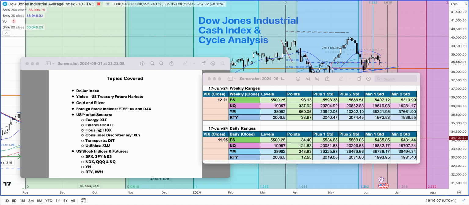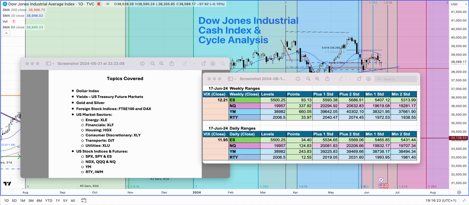So we'll be covering the dollar index. We'll take a look at the yields through the eyes of the US Treasury notes and bonds, so mainly the futures markets. A brief look at the gold market. And then also foreign markets such as FTSE and DAX.